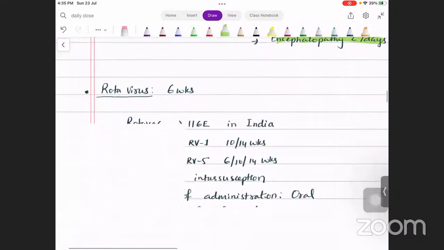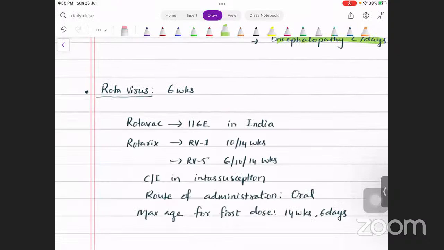Apart from that, among common diarrheal diseases, rotavirus is the most common cause of acute gastroenteritis in pediatrics. The rotavirus vaccine should be administered from 6 weeks: Rotavac 116E in India, Rotarix RV1 and RV5, at 6, 10 and 14 weeks. It is contraindicated in intussusception patients. The maximum age is 14 weeks and 6 days for rotavirus.